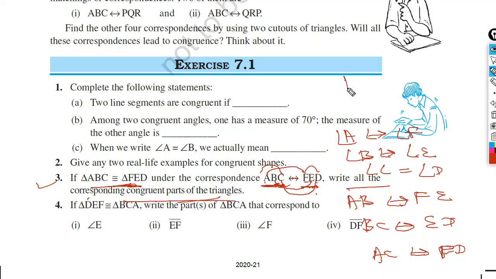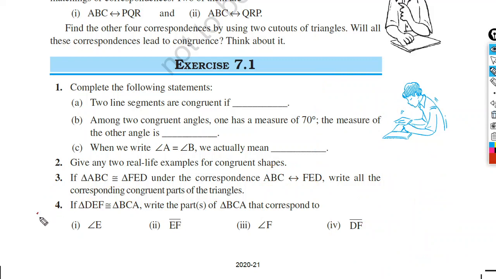Similarly, you can write A point. A point will correspond to F point. B vertex will correspond to E vertex, and C vertex will correspond to D vertex. So these are the corresponding parts of each triangle.